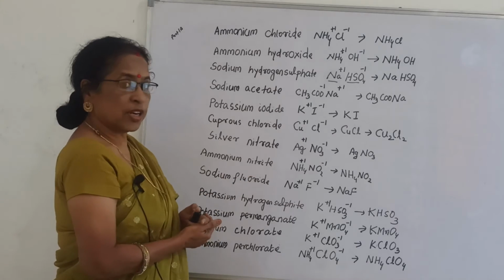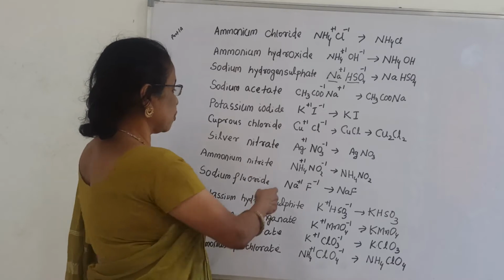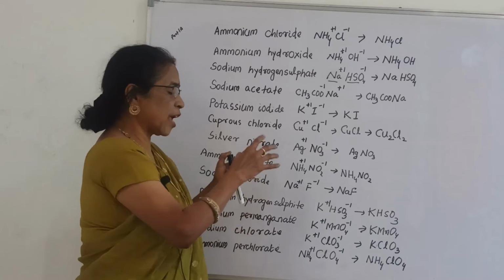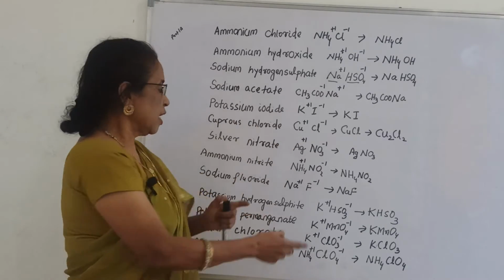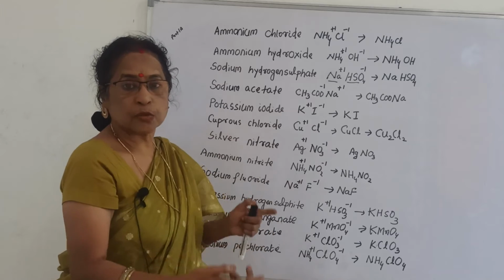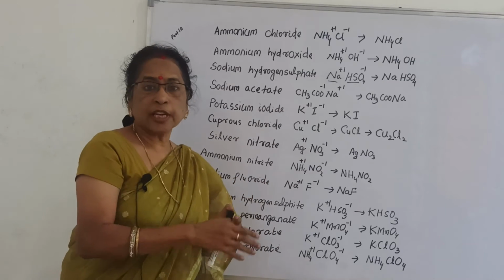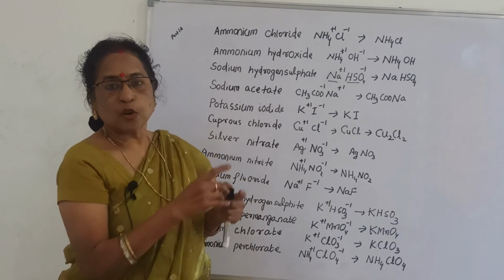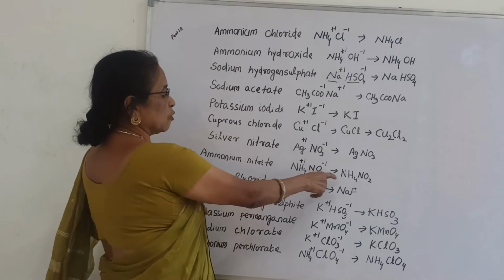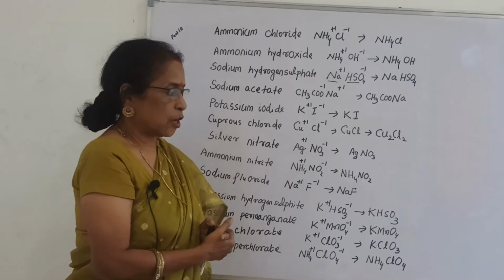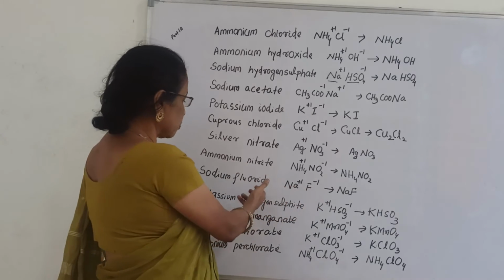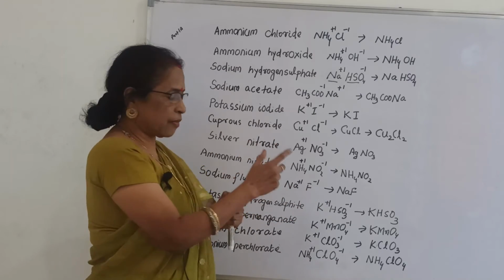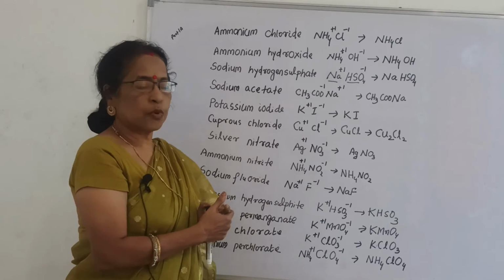Ammonium nitrite, what is ammonium? NH4+1. Nitrite, you should remember NO2 -1. Nitrate NO3 -1, nitrite NO2 -1. Like this you should remember NO3 -1 nitrate, NO2 -1 nitrite. So what is the formula? NH4NO2. Sodium fluoride, sodium I told already, Na+, fluoride, capital F, F-1, that is fluoride.